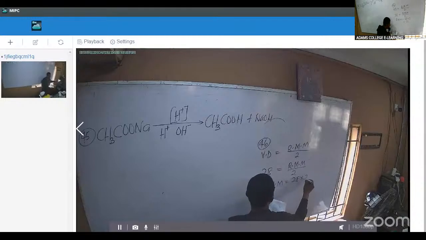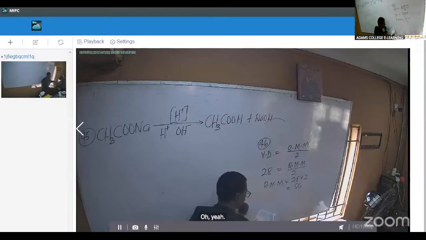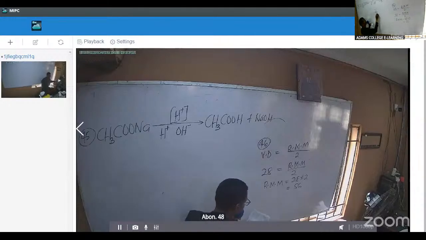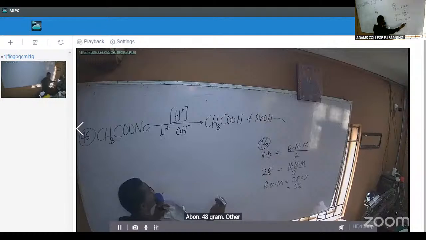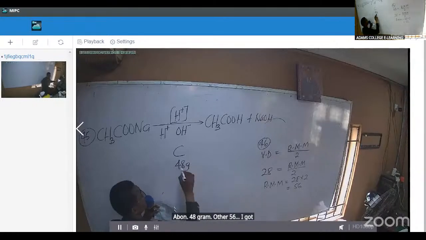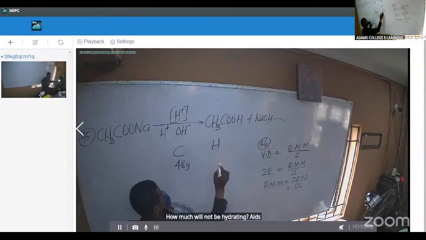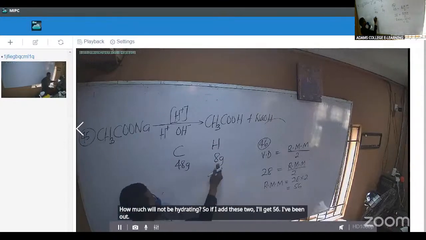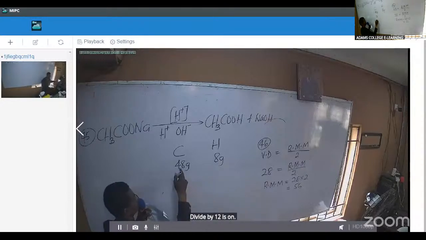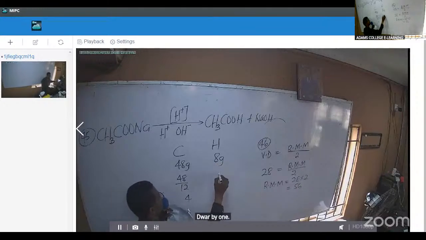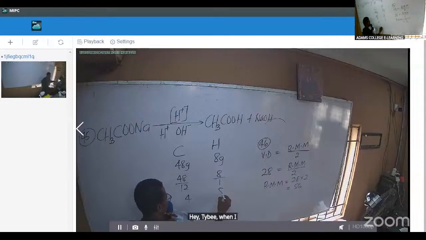One mole of hydrocarbon contains 48 grams of carbon. Class, look up. Carbon, 48 grams out of 56. If 48 is carbon, how much will now be hydrogen? 8. So if I add these two, I'll get 56. Now divide by 12: 48 over 12, what would that give us? Divide by 1: 8 over 1. Hydrogen is 1. 8. What are we going to have? C4H8.